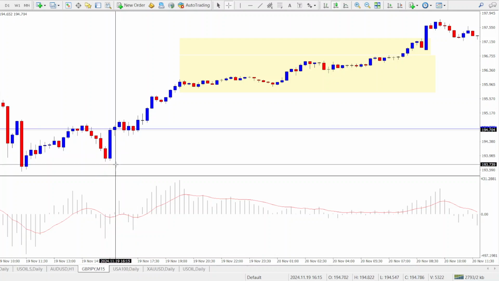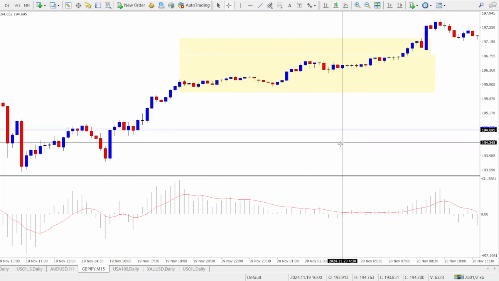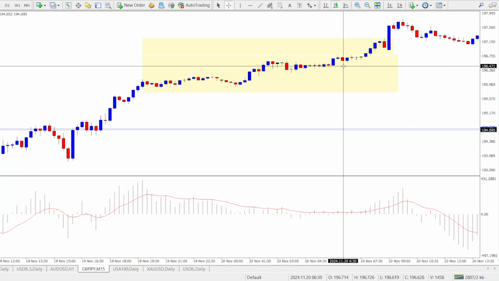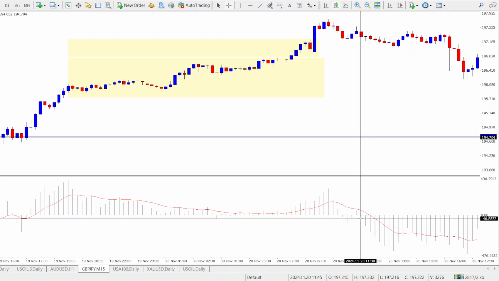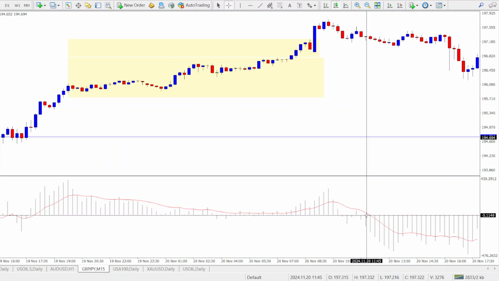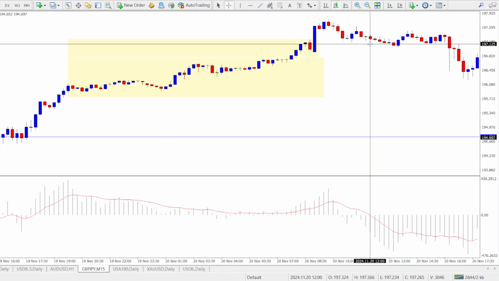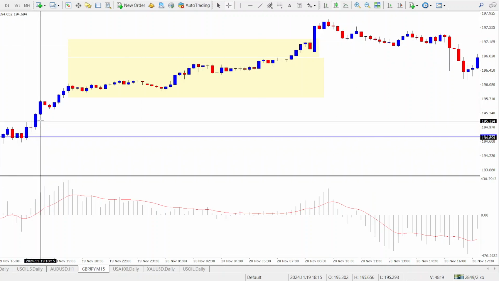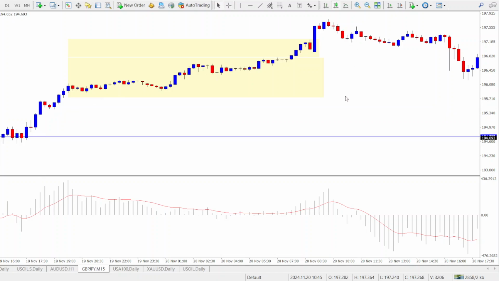So this would have been a good place to set a stop loss. And then for the take profit, you can target resistance levels, or you can wait for the KVO line to drop below the zero level. So when the KVO line drops below the zero level, you can then exit your buy trade. So we would have exited our buy trade somewhere around here. That would have given us about 200 pips. So that is a good catch.